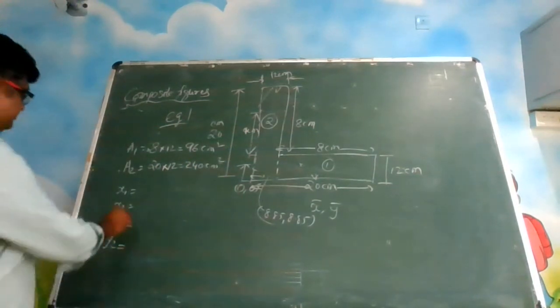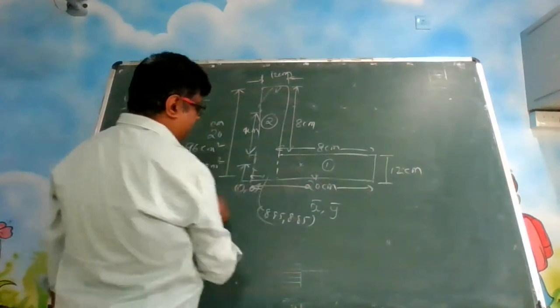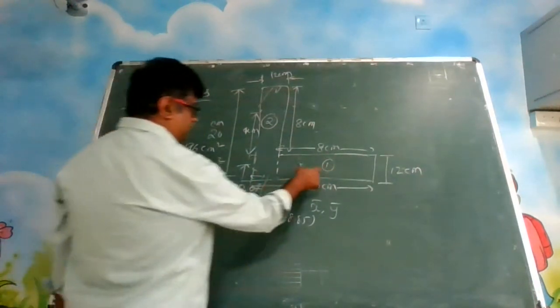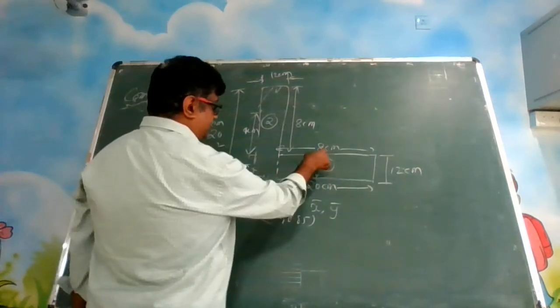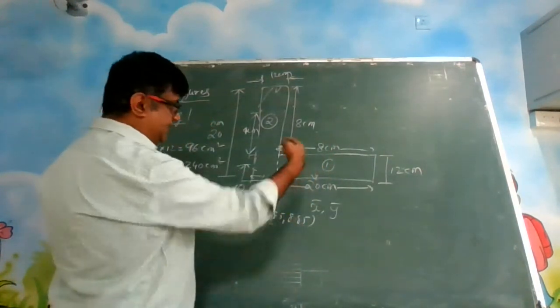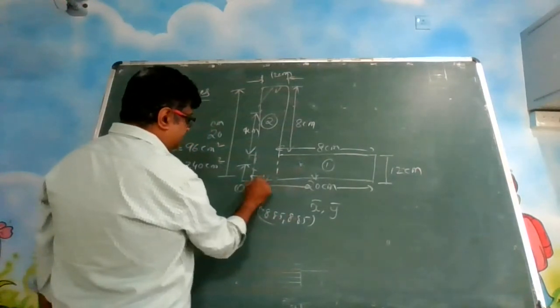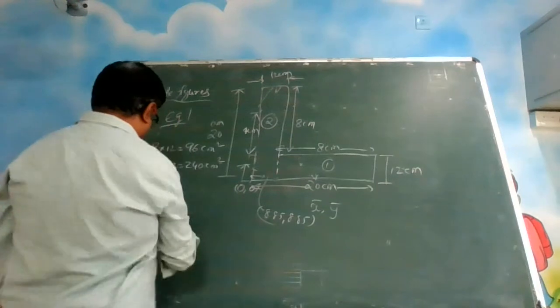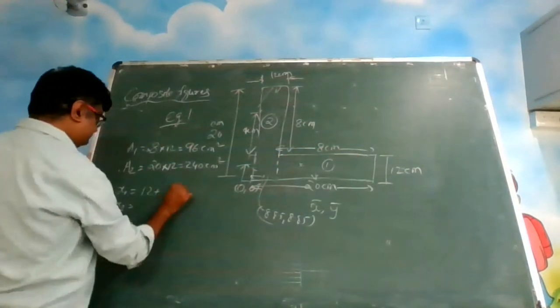Alright? Now let us calculate x1. Which one are we calculating? We are calculating the first area. From where are we calculating? From here. So where will its center be? This is 8 centimeter. 8 by 2, x coordinate will be 8 by 2 from this point. But you are calculating from this point. What is this gap? 12 centimeter. So what is your answer? 12 plus 8 by 2.